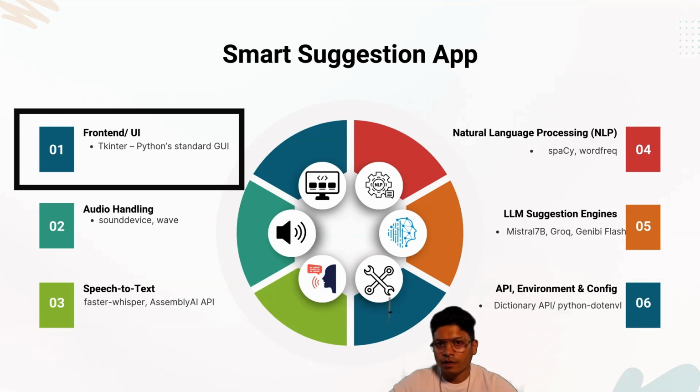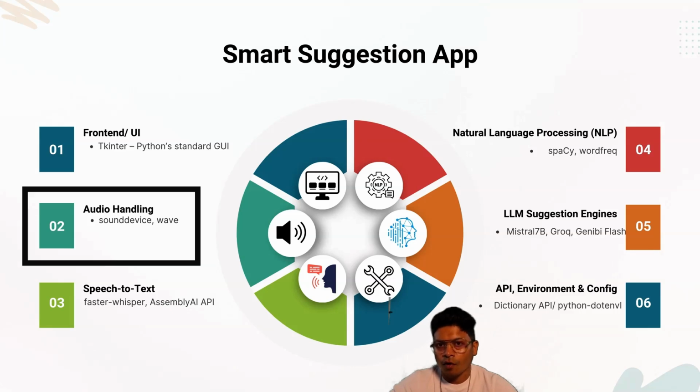Front-end and UI, we've got Tkinter, Python's go-to GUI toolkit. It's running the live table, the mic drop-down, the start-stop buttons. Basically, it's the stage where all the magic happens. For audio, we're using Sound Device to stream mic input in real-time, zero drama, no lag. Then Wave steps in to save those chunks into .wav files, so the rest of the app can chew on them.